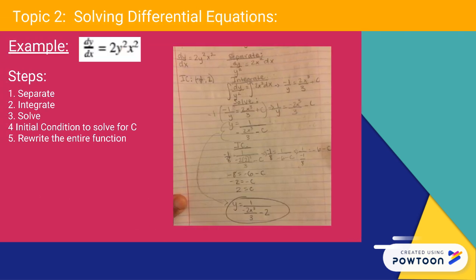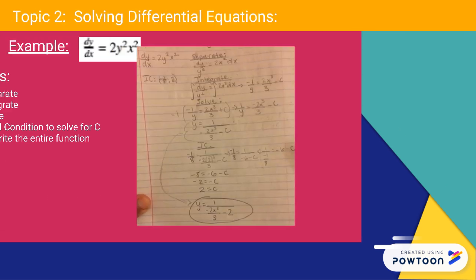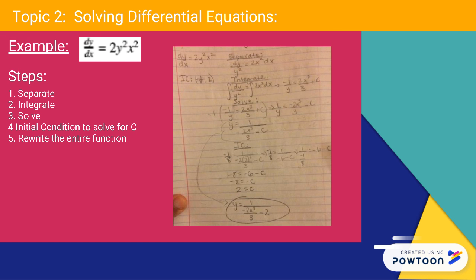So the next step would be to solve for y, and after doing some math, we find that y equals 1 over negative 2x cubed over 3 minus c. And for the sake of this problem, I gave myself an initial condition of negative 1/8, 2. So I'm going to plug my values for my initial condition into what I found that y equals. And after doing this and solving, I find that my c value is equal to 2. So now my final function is y equals 1 over negative 2x cubed over 3 minus 2.